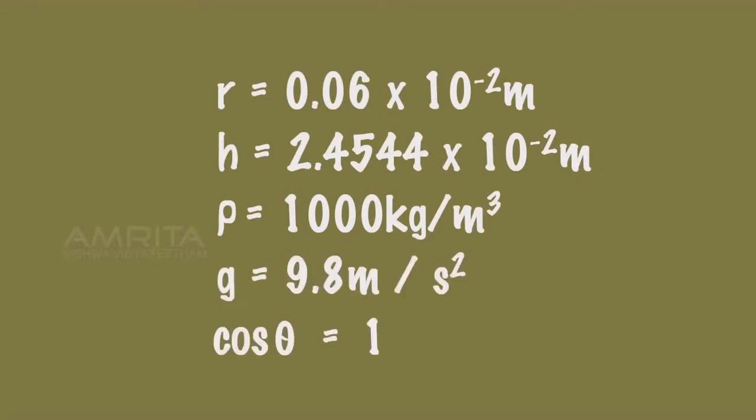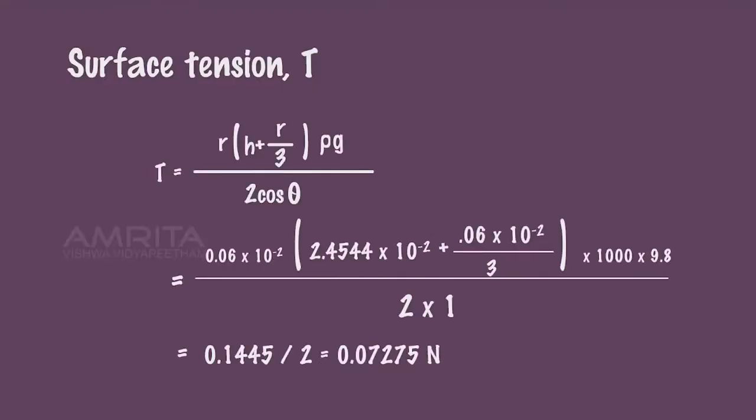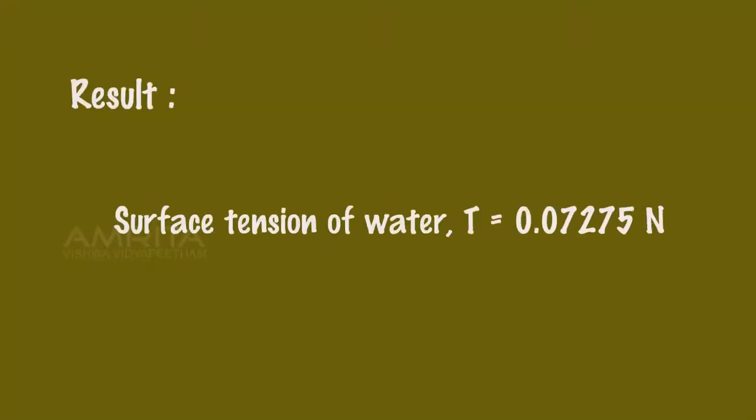R is equal to 0.06 into 10 to the power of minus 2 meter. H is equal to 2.4544 into 10 to the power of minus 2 meter. Rho is equal to 1000 kilograms per meter cube. G is equal to 9.8 meter per second square and cos theta is equal to 1. The surface tension of water is equal to 0.07275 Newton.